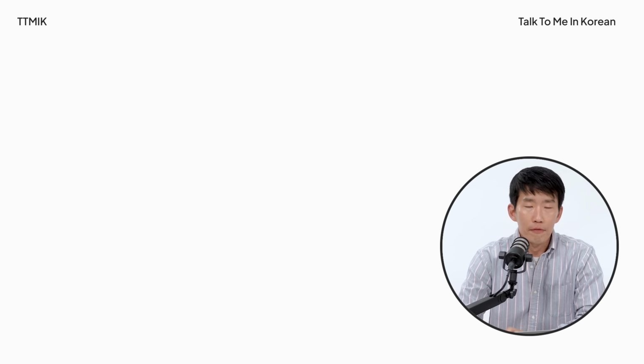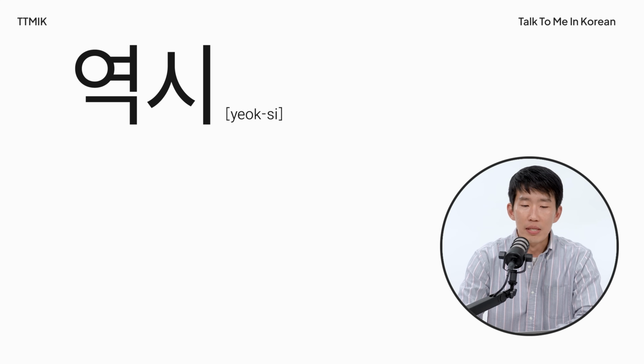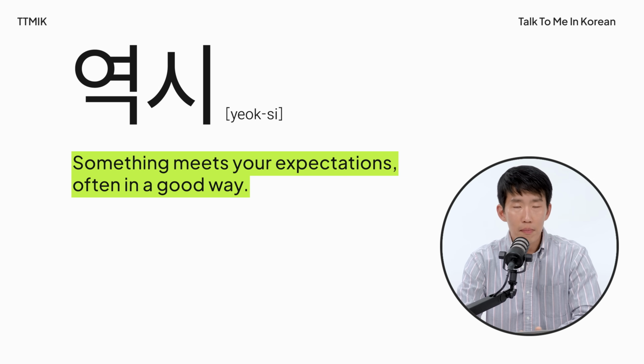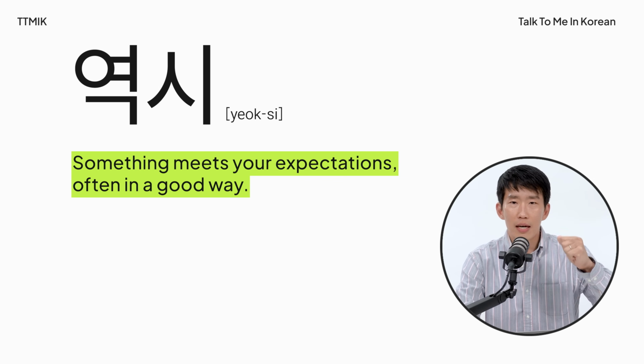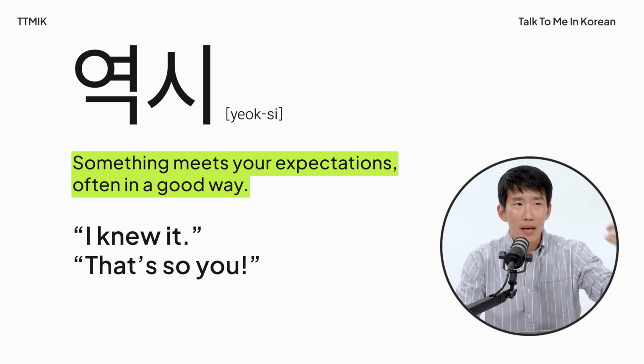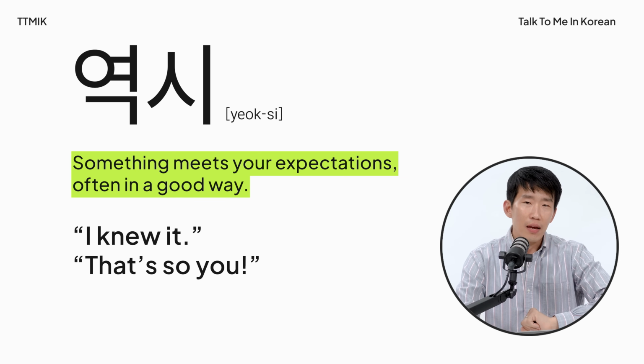So here are 8 examples in the Korean language. These are really short words. You can call them words or expressions. So let's take a look together. The first one is yeok-si. Yeok-si means that something meets your expectations, often in a good way. It can be used in a bad way too, but it's like, I knew it. That is so you. I was expecting you to behave like that, usually in a good way, and therefore you're not surprised.